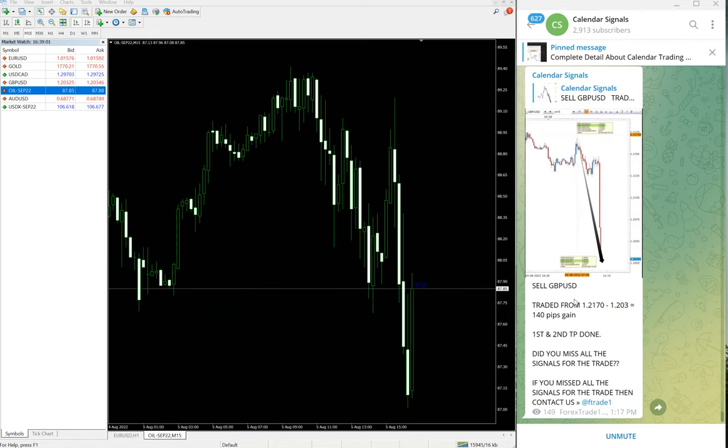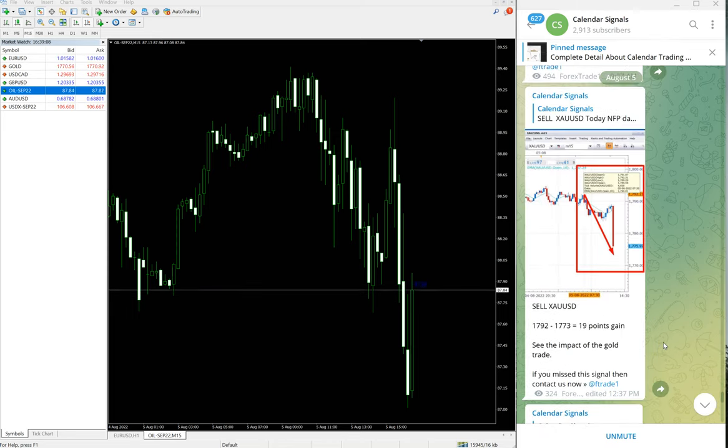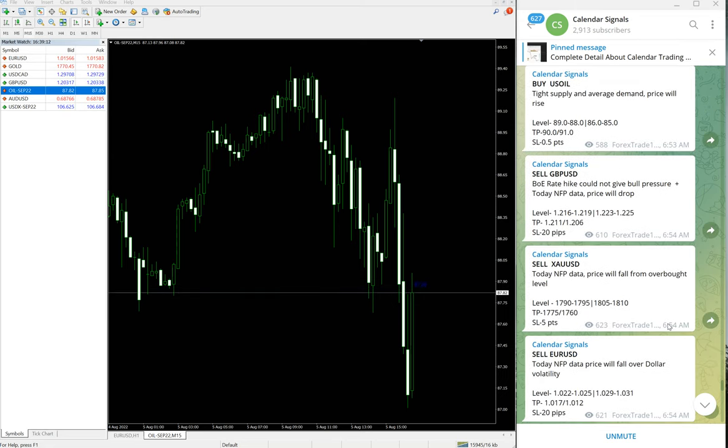So we have seen till the recent market how much profit it made on each signal. Out of four signals we gave today, all four signals performed.